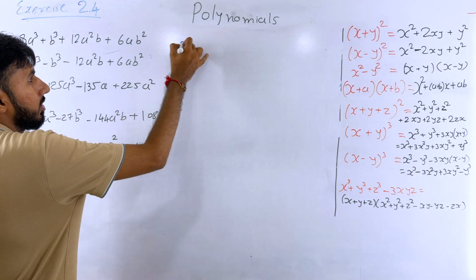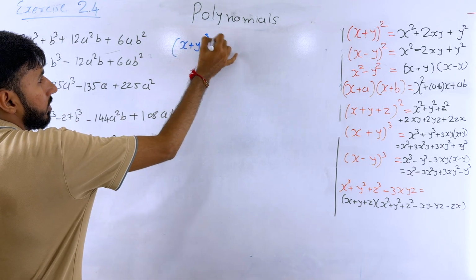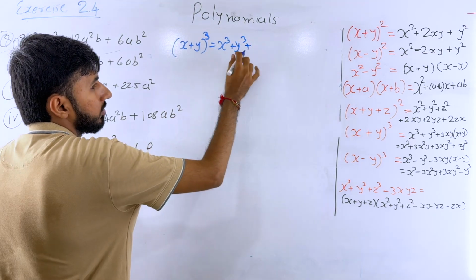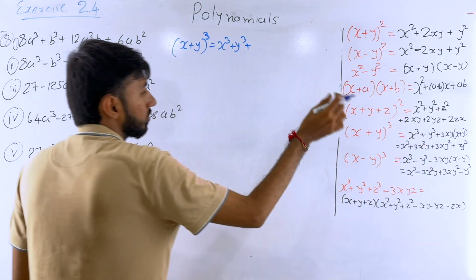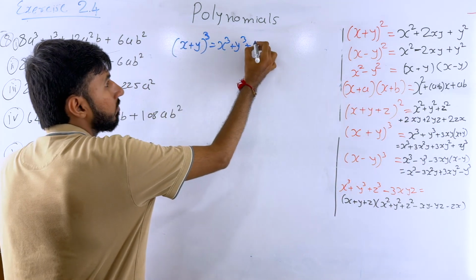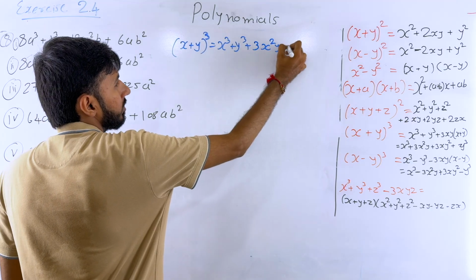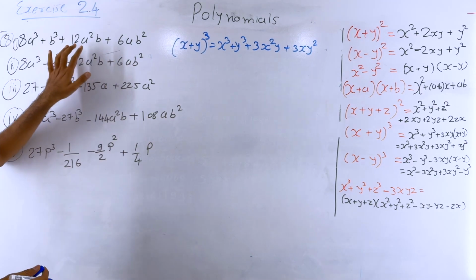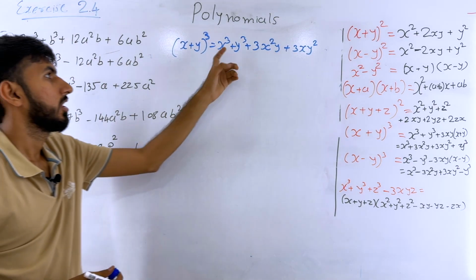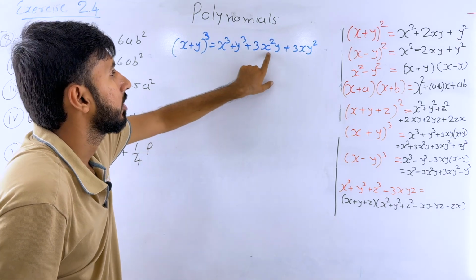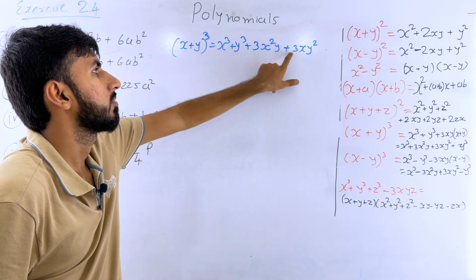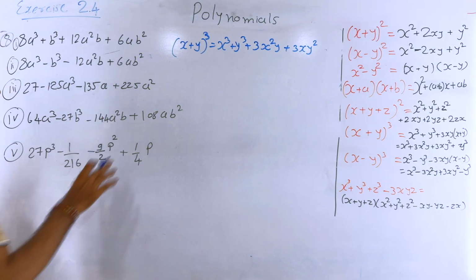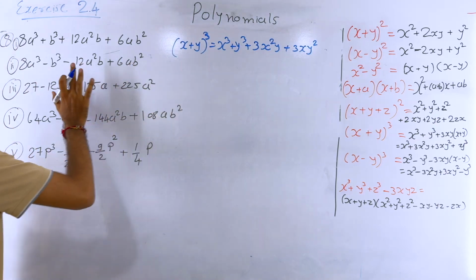If I write the identity (x plus y) cube, it will look like x cube plus y cube plus, if you separate these two... sorry, if you multiply these in the bracket, it will look like 3x square y plus 3xy square, right? If you know this, then solving this question will be very easy for you. x cube plus y cube plus 3 x square of first term multiply second term plus 3 x first term multiply square of second term, right? Now I will use this identity in this question.